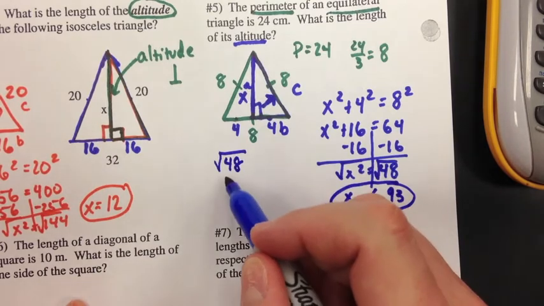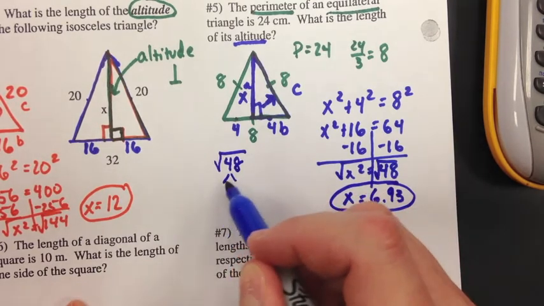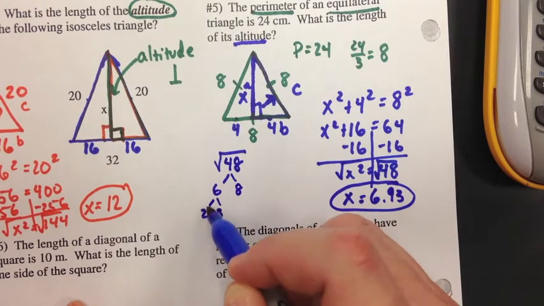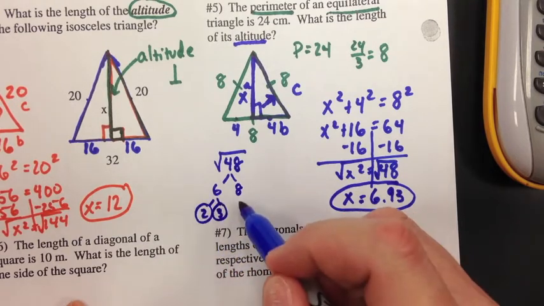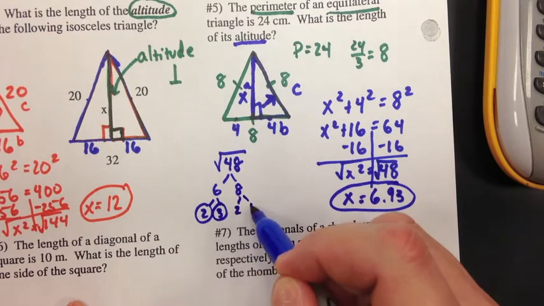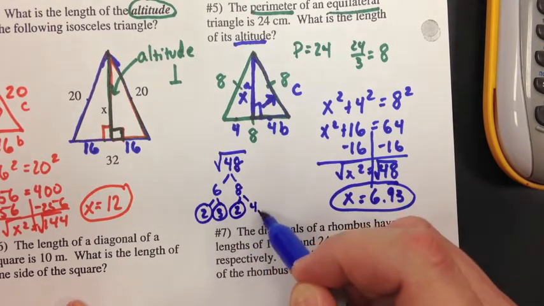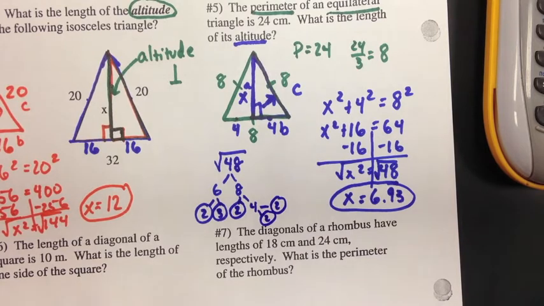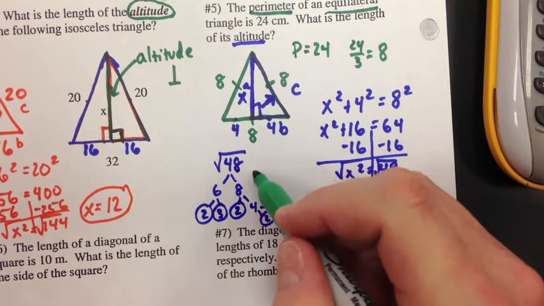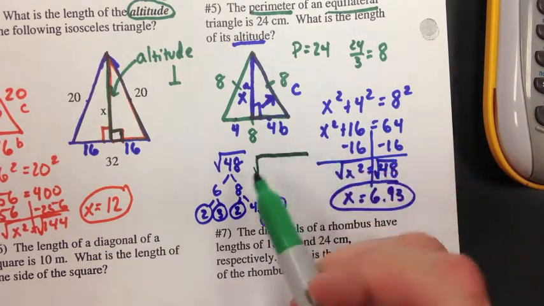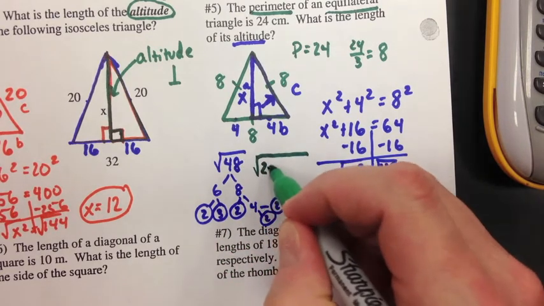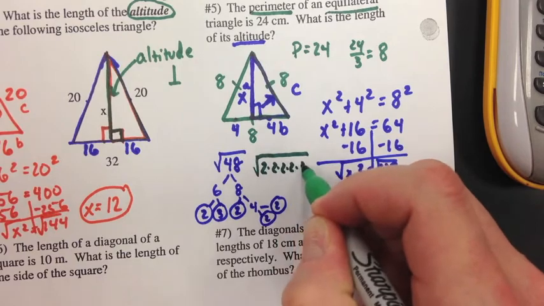We can break it down by using a factor tree. So I'm going to say that's 6 times 8. 6 is 2 times 3. Those are primes, so I'm going to circle them and stop. And then 8 is 2 times 4. And then 4 is 2 times 2. So when I simplify this, that's the square root. I'm going to rewrite it. Now instead of 48, I'm going to write all my prime numbers. 2 times 2 times 2 times 2 times 3.